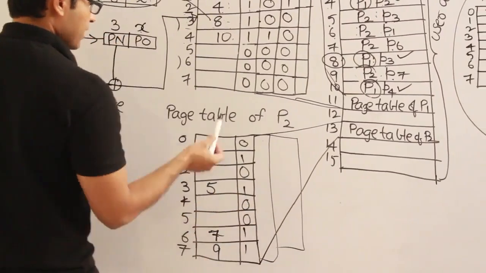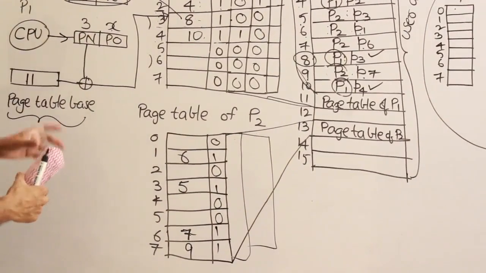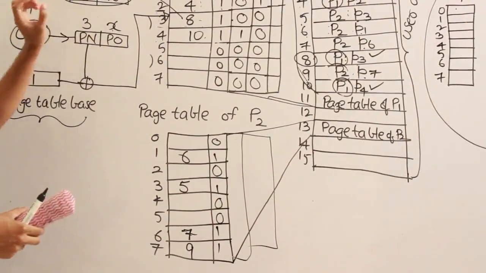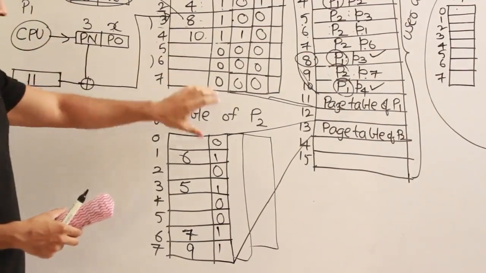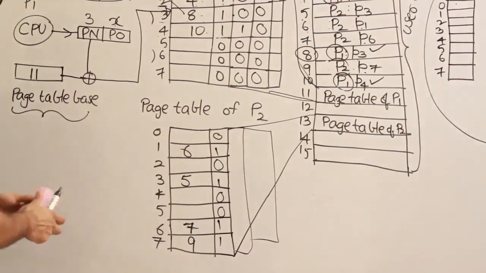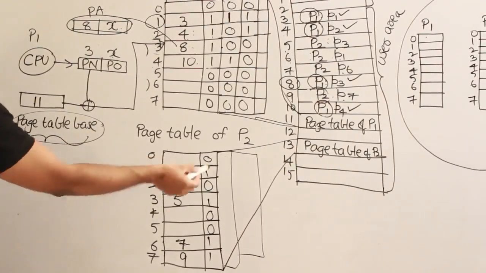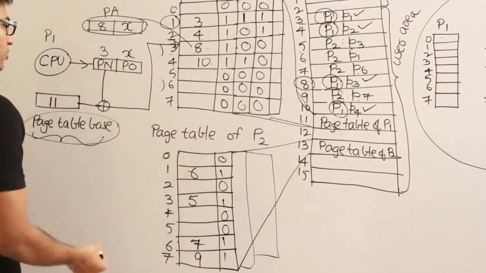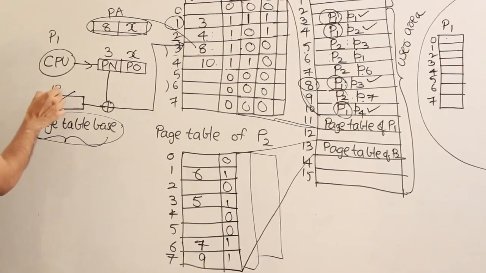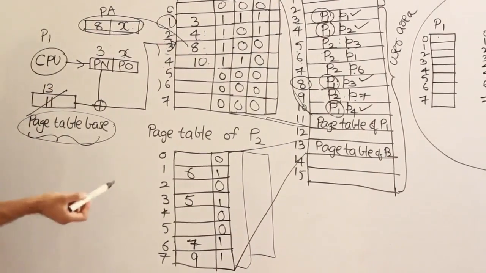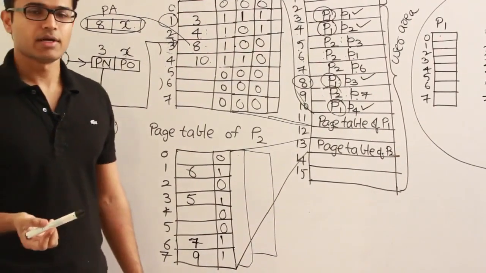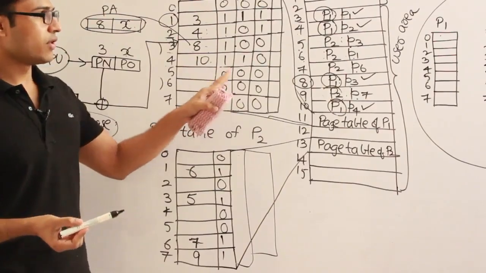So whenever we switch the context from P1 to P2, which means we stop running P1 and we have to start running P2, then this page table base will now be loaded with the base address of the page table of process 2, which means it will now get loaded with 13, and all the other registers will also be changed appropriately. Got it? So this is what happens in virtual memory.